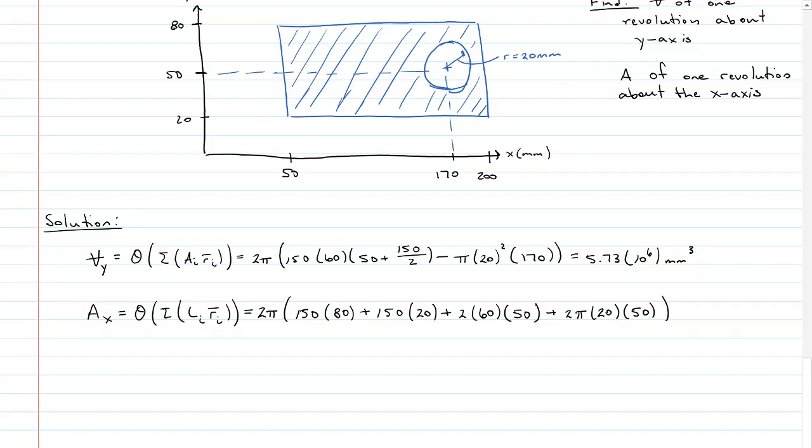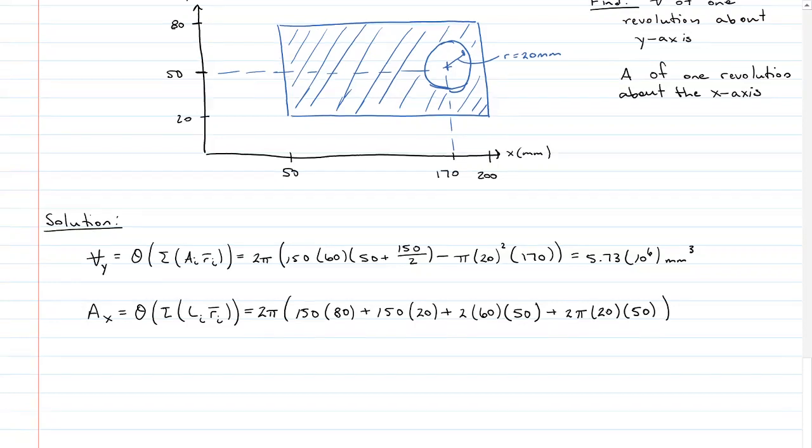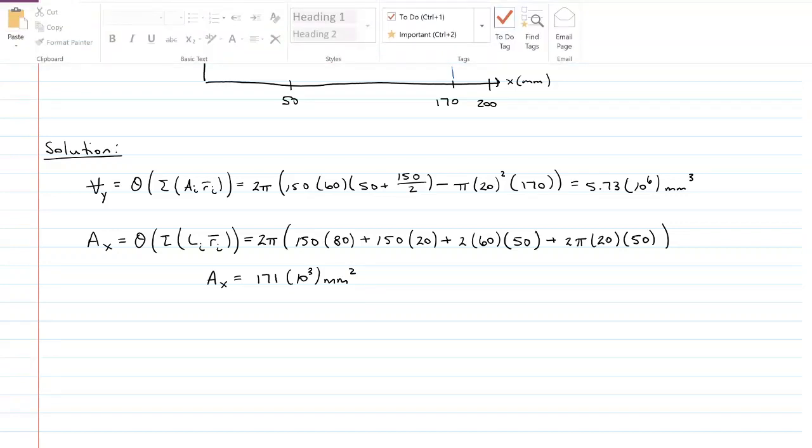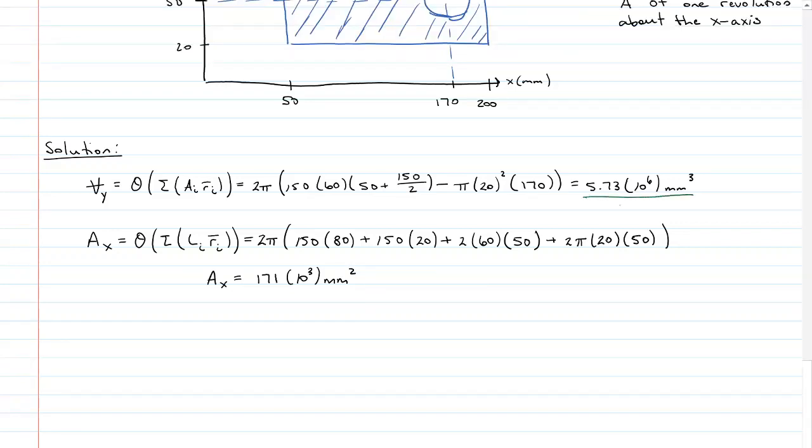Okay, why are you adding the circle? Because this is surface area. So we have the external surface area and the internal surface area. They are all positive lines. And my area of revolution about the x-axis for the surface of my shape is 171 times 10 to the third power millimeters squared. So there's one answer, and there's one answer.